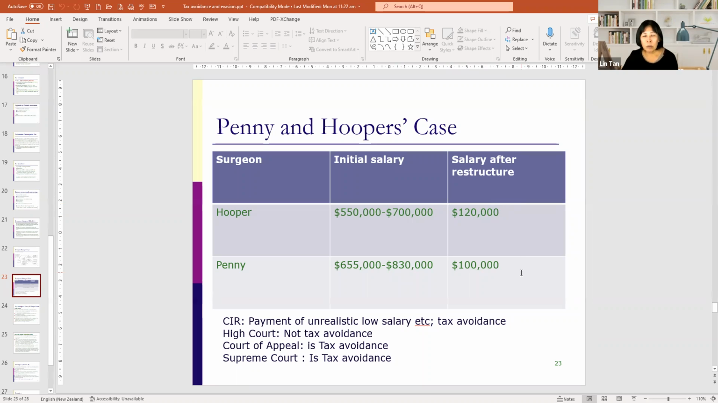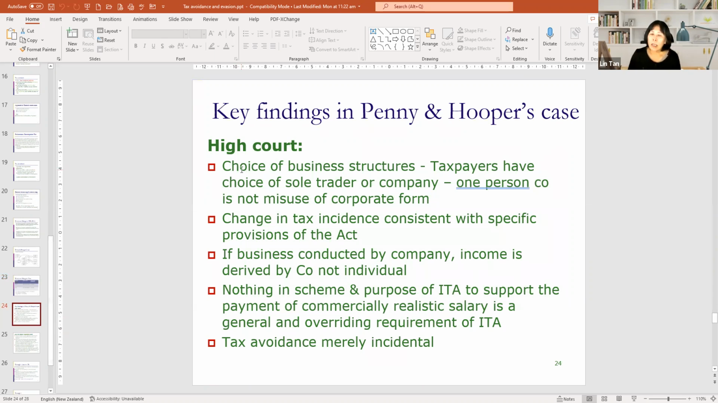And that is what the Inland Revenue spotted and said, wow, there is a huge savings of tax by these taxpayers. They've reduced their tax liability tremendously. And they ruled that the restructure is actually a tax avoidance arrangement. So it was brought to court, to several levels of court, starting with the High Court. The High Court says, taxpayers have the choice of what structure they want to use to run their business. It is all right for them to choose one structure over another.